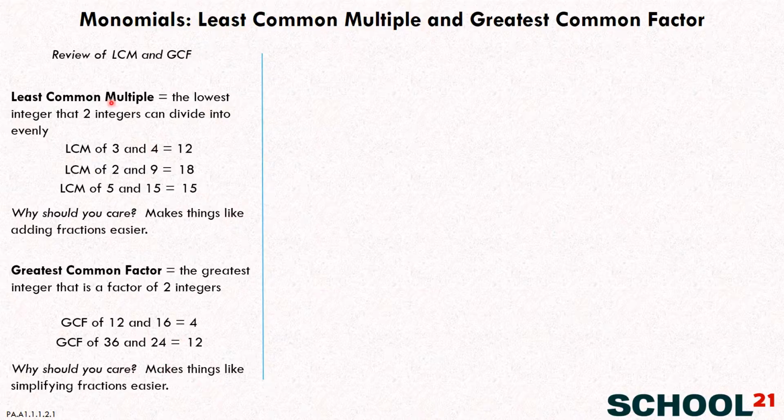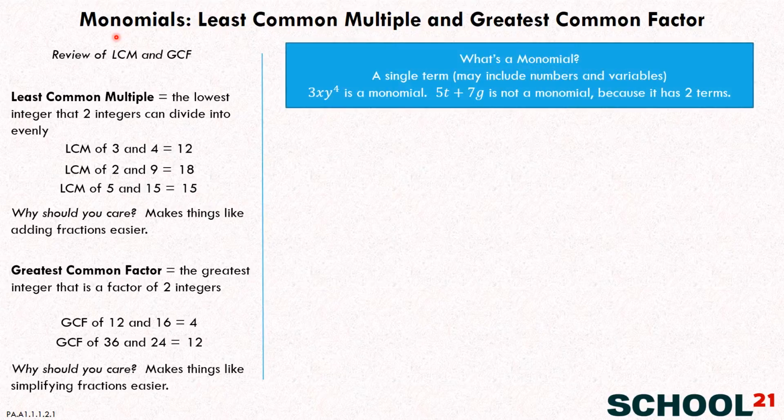That's how it works with numbers. Now let's talk about what a monomial is. So let's look at this definition up here. A monomial is a single term, and it may include numbers and variables.